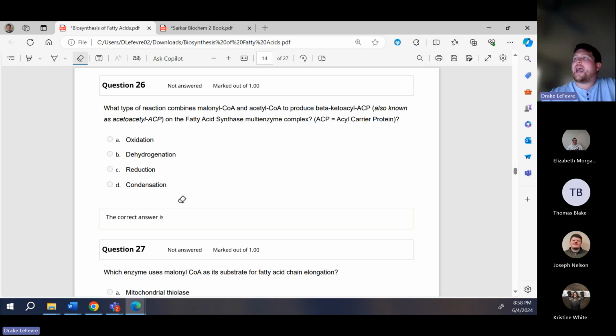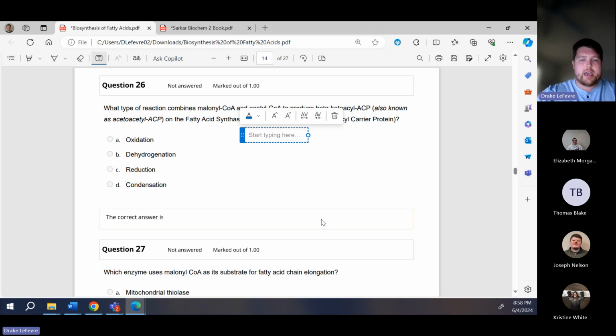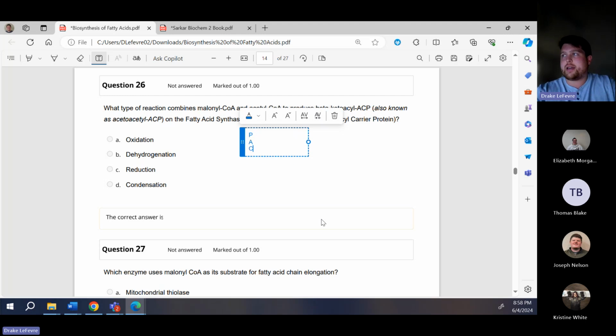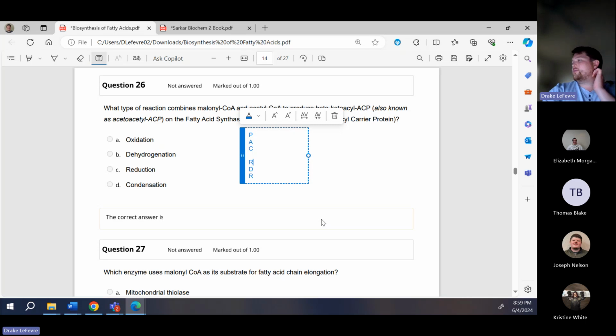Okay, what type of reaction combines malonyl-CoA and acetyl-CoA to produce the beta-ketoacyl ACP, also known as acetoacetyl ACP, on the fatty acid synthase multi-enzyme complex? If we think back for a sec, we had priming. It was PAC, RDR, PAC writer. However you want to remember it.